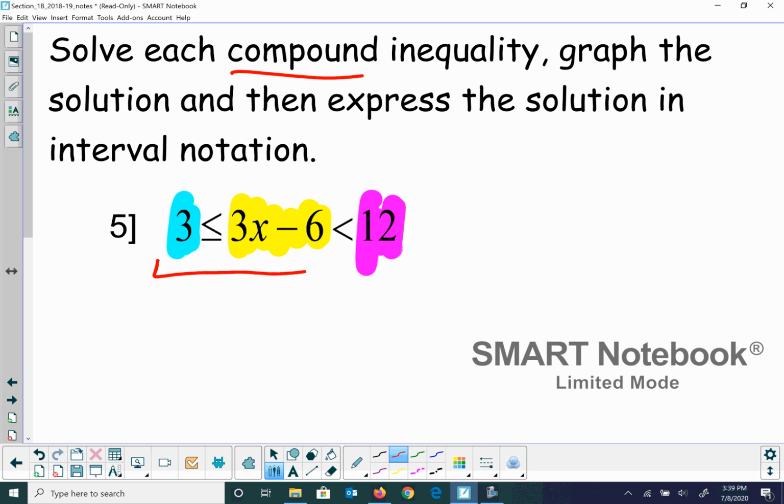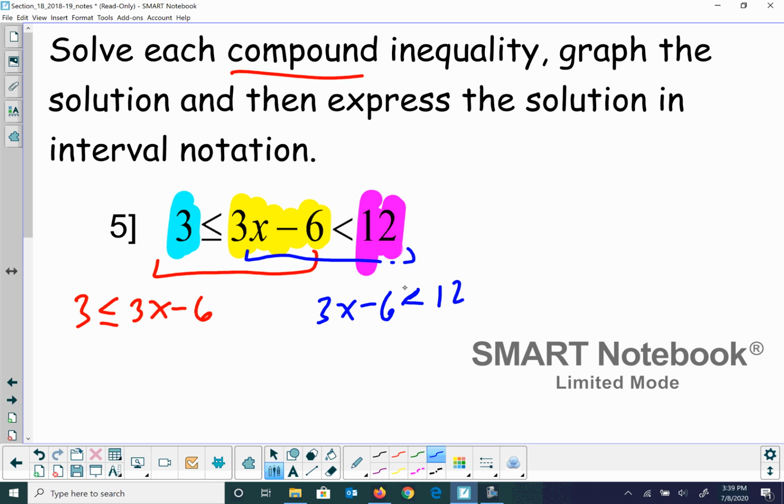So first problem is 3 is less than or equal to 3x minus 6. And my second problem is going to be this one. 3x minus 6 is less than 12. So now we have two different inequalities. So we can go ahead and start solving it. Okay?